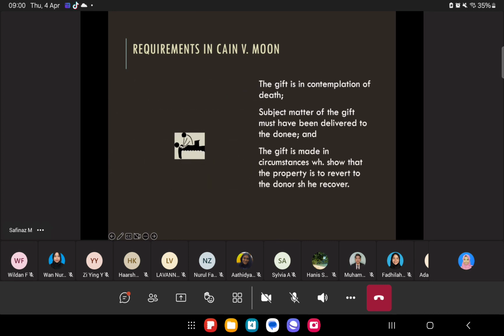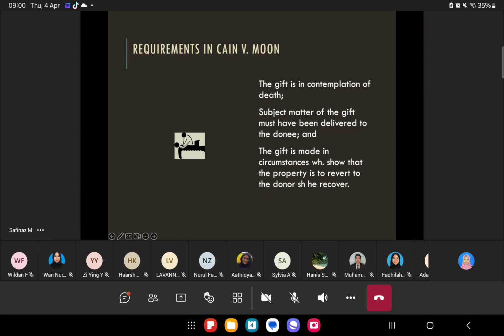So the DMC punya requirement is stated in the case of Cain and Moon. So the gift is in contemplation of death. Maknanya kalau you nak guna this exception, first requirement itu, gift itu must be made in contemplation of death. Apa maksud in contemplation of death? Maknanya usually it refers to somebody who is dying lah. So apa maksud who is dying?